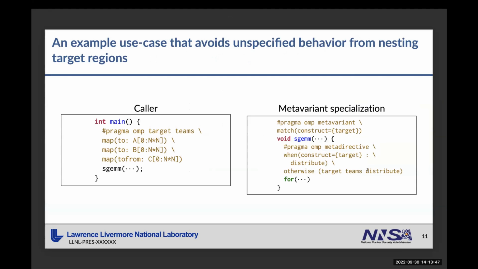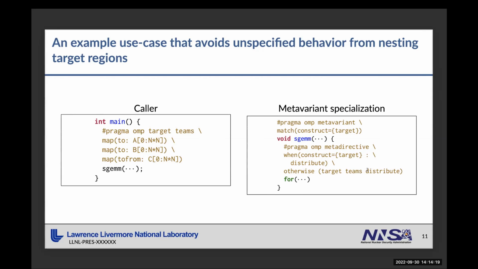A second use case: we're trying to avoid unspecified behavior from nesting target regions, or rather, we're trying to avoid compiler errors and provide a consistent interface simultaneously, which is occasionally harder than one would hope. The caller is set up, it's just target teams, some maps, SGEM. Whole point is you want to have one SGEM that somebody can use from target or from the host, and they don't have to care.